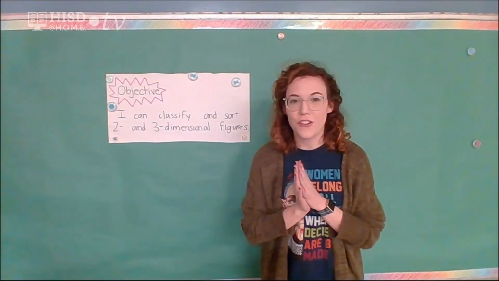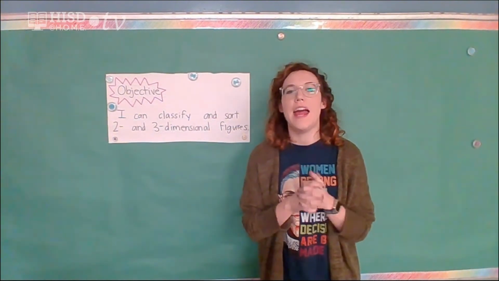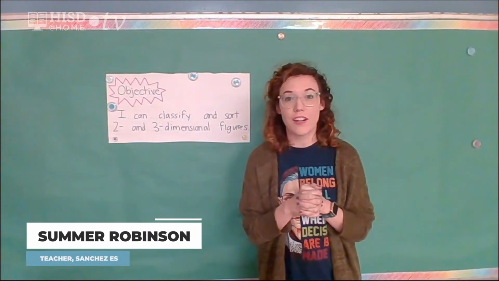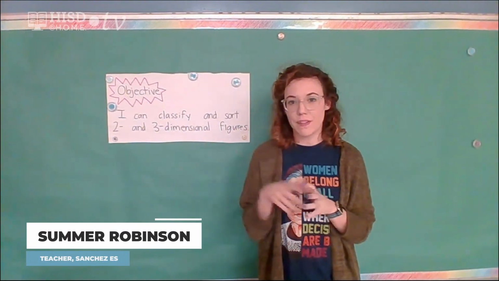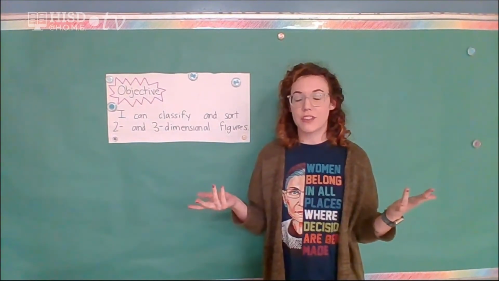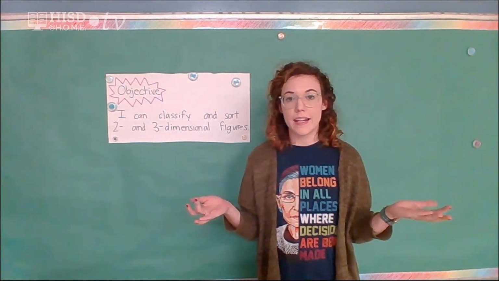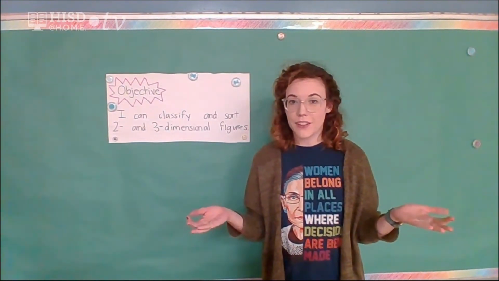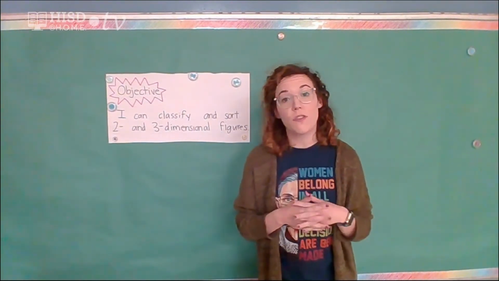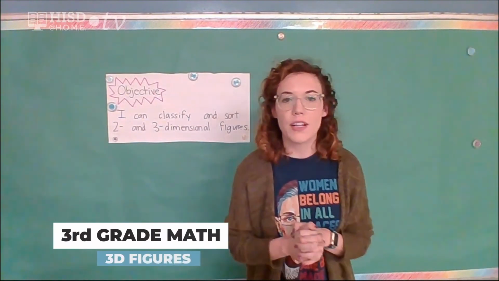Miss Robinson, your third grade math teacher for the year. And last week we started doing some geometry and we went over a lot of two-dimensional figures and quadrilaterals. Remember, a quadrilateral is just a two-dimensional figure that has four sides to it and four vertices or four angles. So let's see what we're going to do this week.